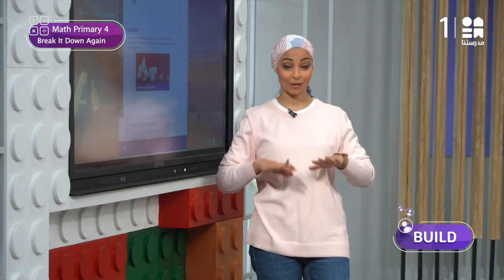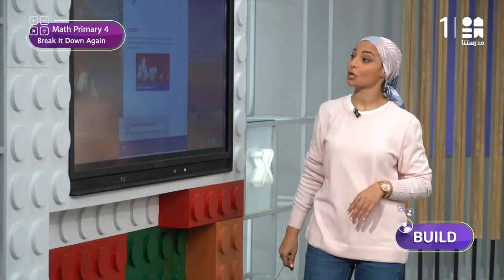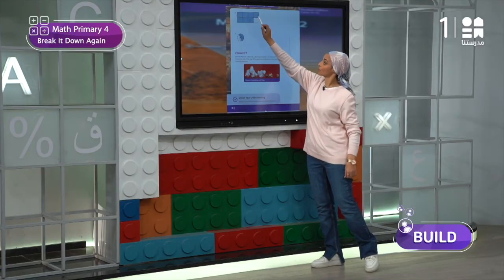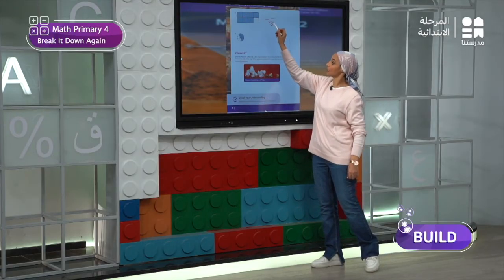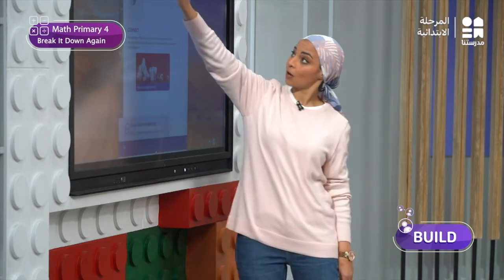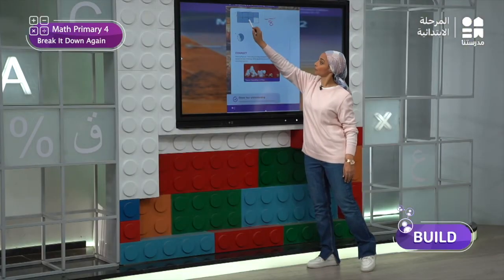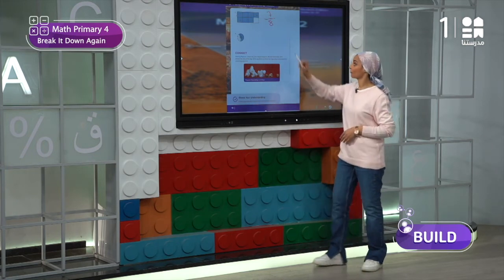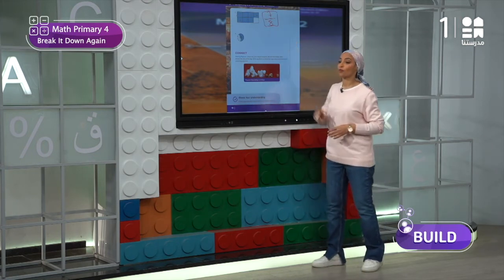Didn't we agree that the denominator is all the parts? So how many parts do I have here? 1, 2, 3, 4, 5, 6, 7, 8. So I have denominator 8, right? And how many shaded or colored parts? Let's count. 1, 2, 3, 4, 5, 6, 7. So the numerator is 7. So my fraction is 7 over 8.